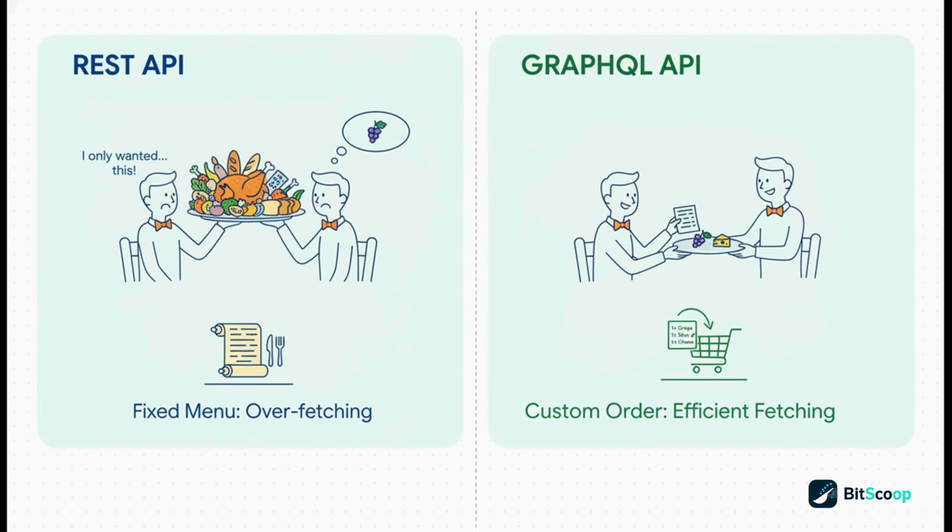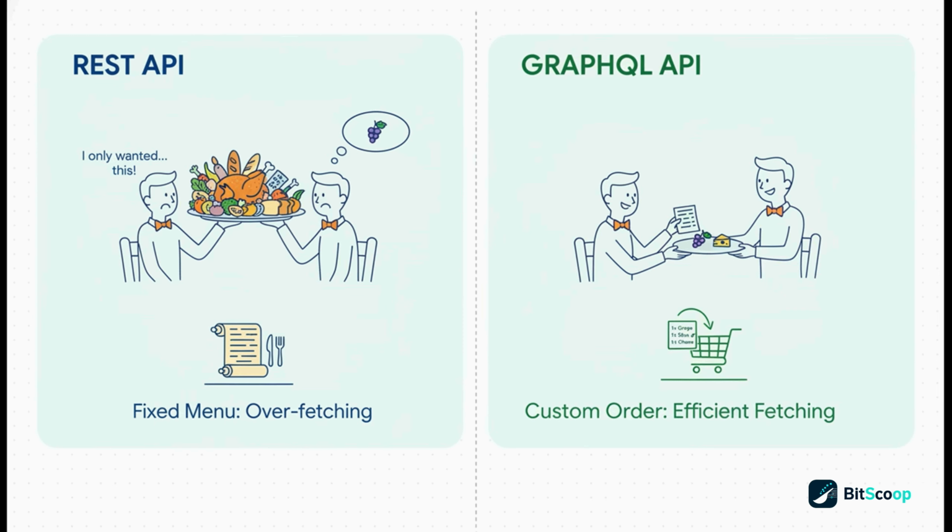So let's stick with our restaurant analogy. On one hand, you've got REST. Think of REST as a fixed menu. You order the user profile special, and the kitchen sends out the entire plate. The appetizer, the main course, the dessert, everything. Even if all you really wanted was the main course, you get the whole shebang.